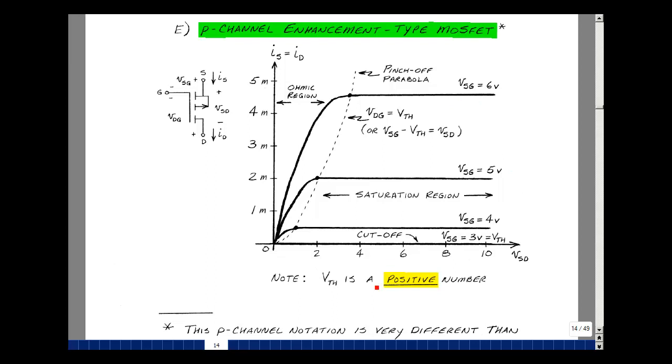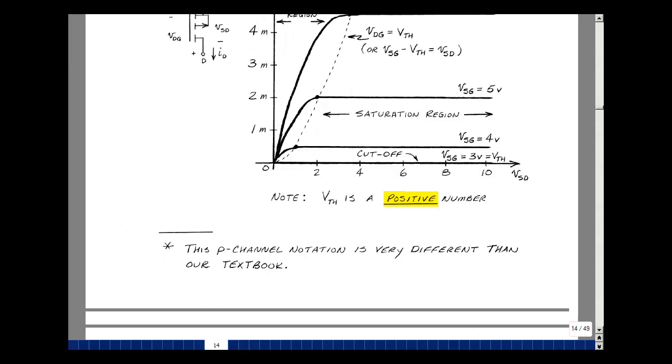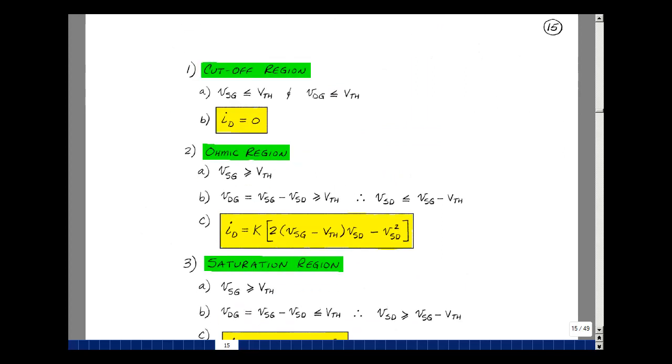That's not usually how you'll find this data in other textbooks, and so be aware of the fact that I'm defining this a little bit different. I'm doing this so that it's easier to remember. If we do this reversal of currents and the flipping of the subscripts, then all the inequalities stay the same.